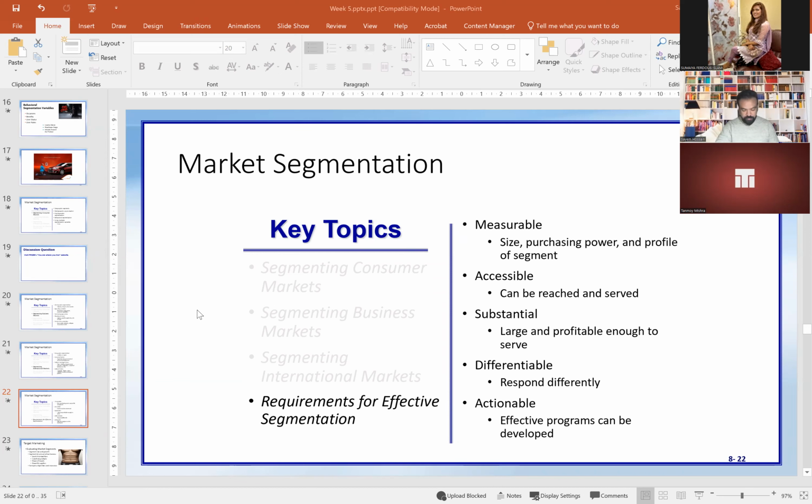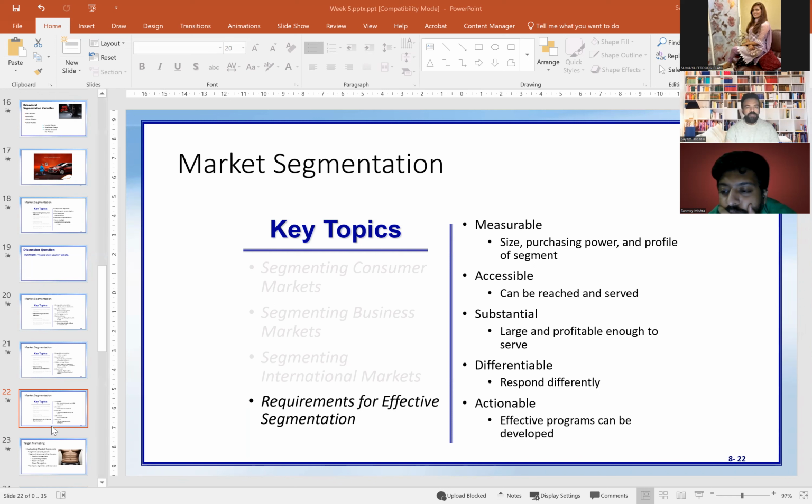Okay, so as I was saying, actionable: effective programs can be developed. So whatever you do, it should be actionable as well. How can you effectively develop the programs so that you can actually offer consumers what they want? So these are some of the key requirements for segmentation. Whatever you segment, you should be able to use these guidelines in order to segment effectively.